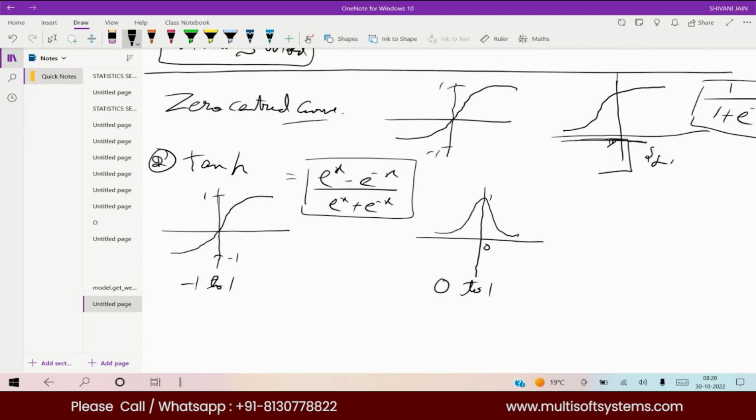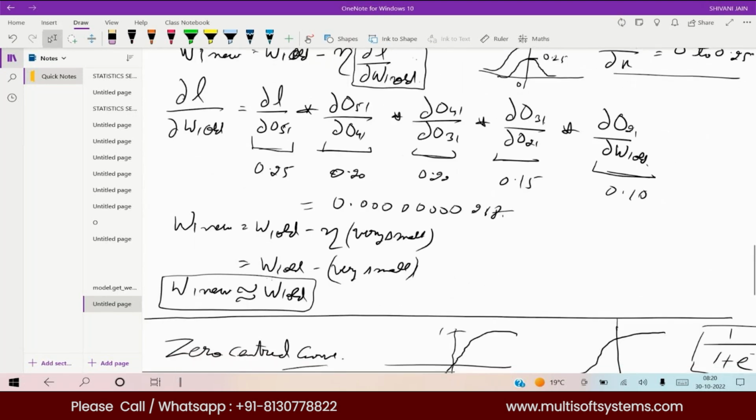Now, if you observe here, it solved the problem of the zero-centered curve, right? But here also the derivative is between 0 to 1. So that means the values here might be 0.6, 0.7, 0.8, 0.9.